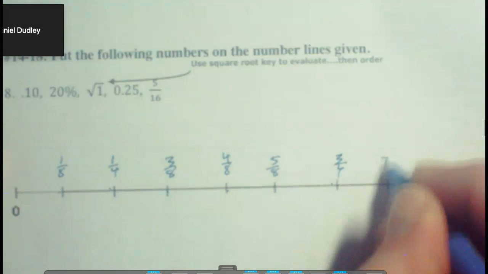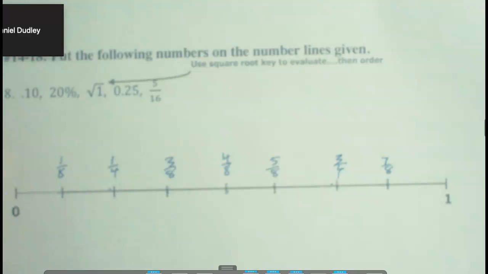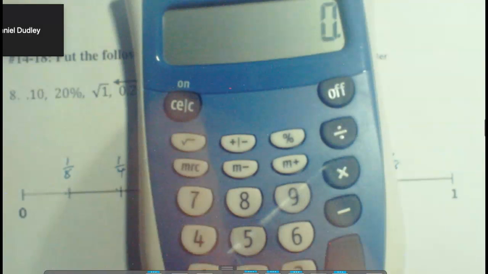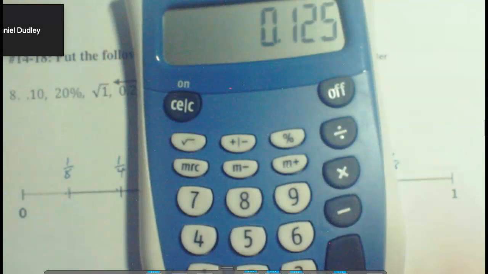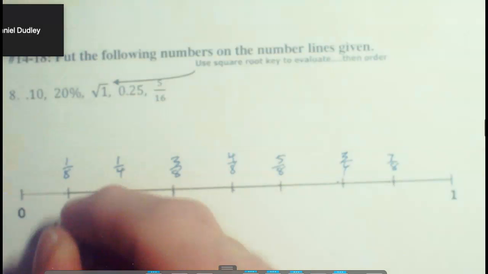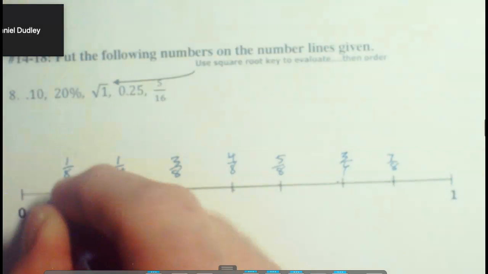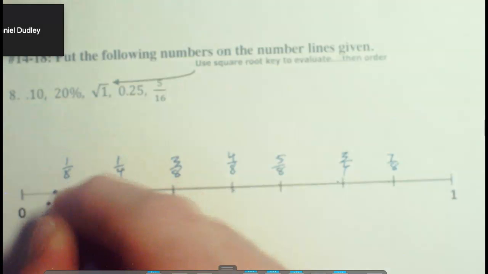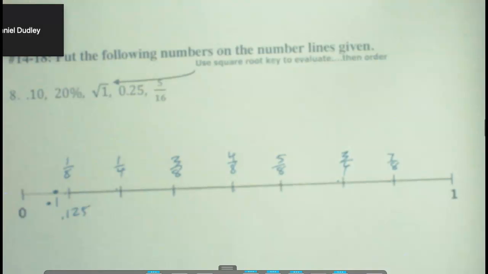And this is 7/8. All right, so we have 0.10. Where's 0.10 going to go? Well, many of you may not remember what 1/8 is, so let's just see. 1 divided by 8. 1/8 is the same as 0.125. So 1/10 is going to be right about here someplace. This will be 0.1. Okay, and I'll just highlight that so that it pops just a little bit more for you.